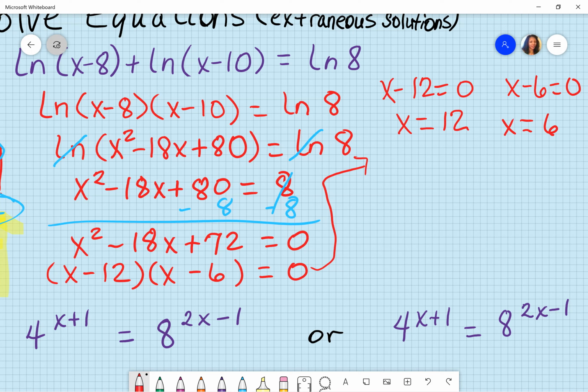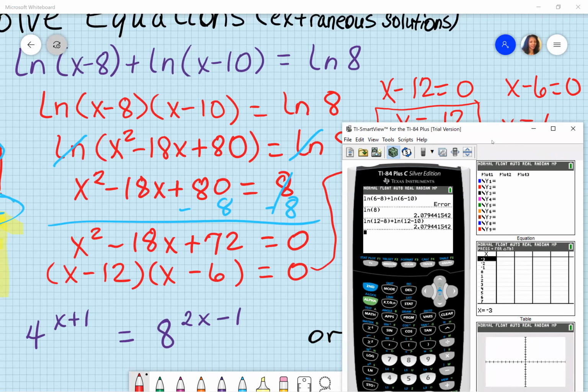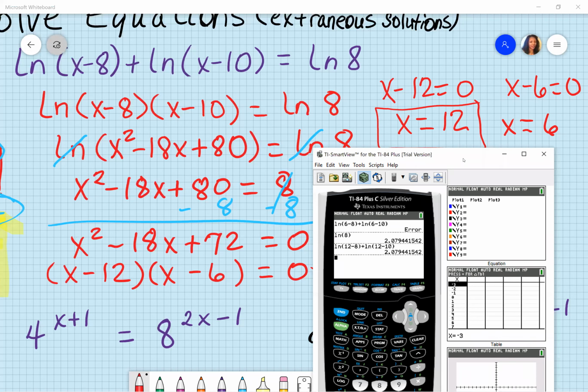Well, you can't just assume that is correct. For the sake of time, because this is a review, it's going to go on for a long time, I have put this in the calculator to check for my extraneous solutions. All right, so if I put that 6 in, I can automatically see it wouldn't work because 6 minus 8 will result in a negative value, and you cannot have a negative value after your log or your natural log. So that's why the calculator told me it's an error.